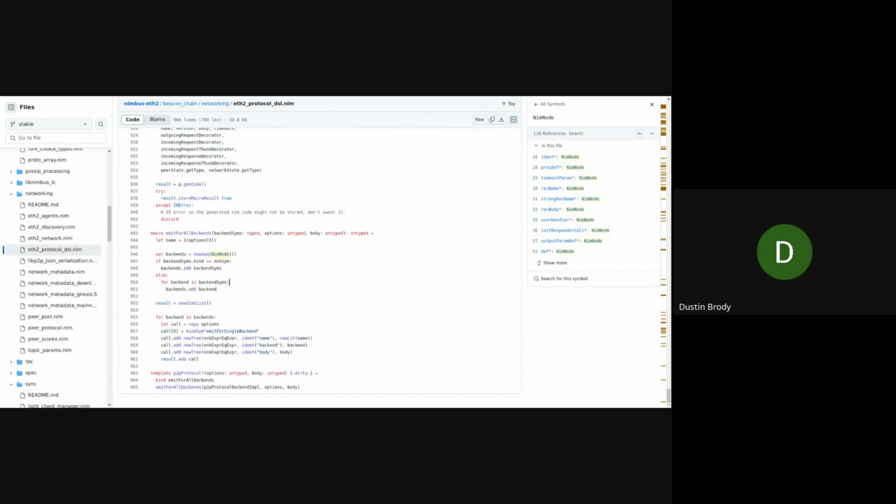So don't try to find something Nim specific. That's one issue, I would say. That's probably the main, maybe not super obvious thing.